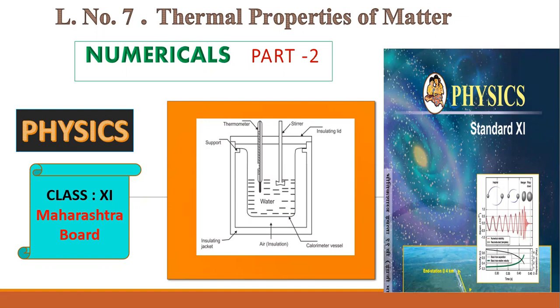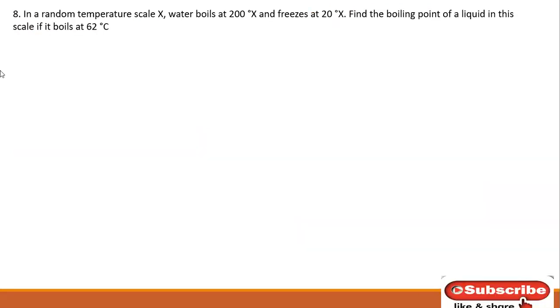Let us start with the next section. In a random temperature scale X, water boils at 200 degree X and freezes at 20 degree X. Find the boiling point of a liquid in this scale if it boils at 62 degrees Celsius.